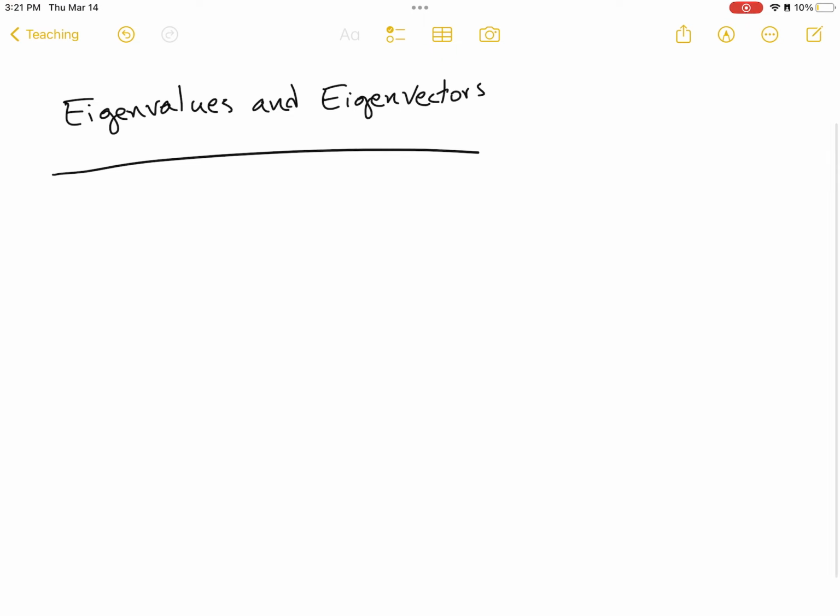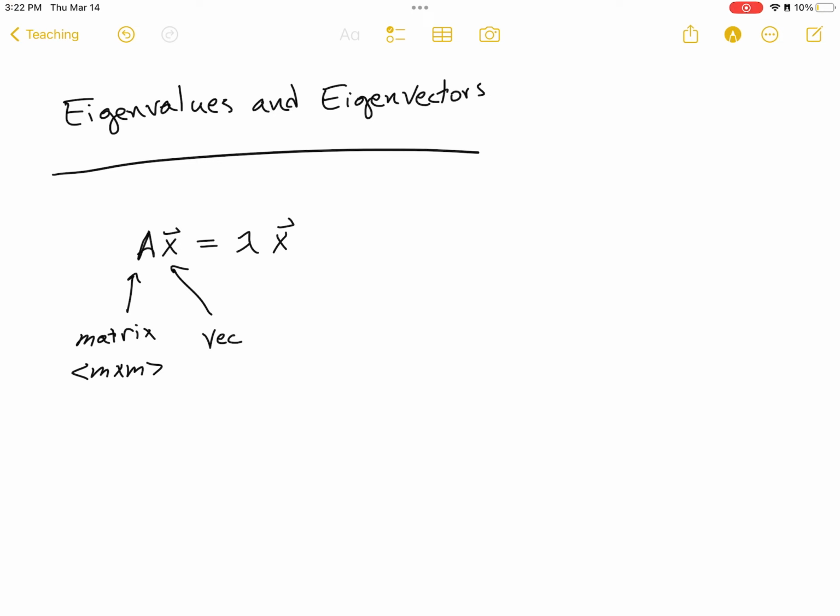And so the eigenvalue problem is if we have some matrix A, we want to find some vector and some constant value where if we multiply the matrix A by some vector x, it equals some lambda times x, where A is a matrix, it's a square matrix, so it's m by m, x is a vector, m by 1, and lambda is a scalar, or a single value.